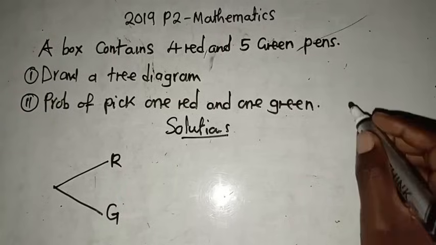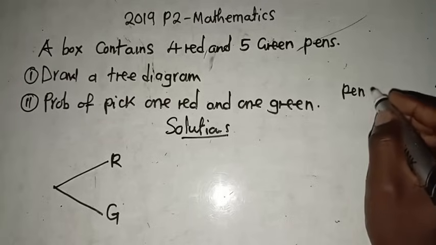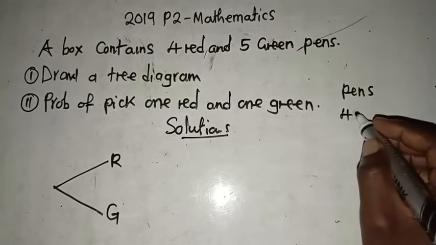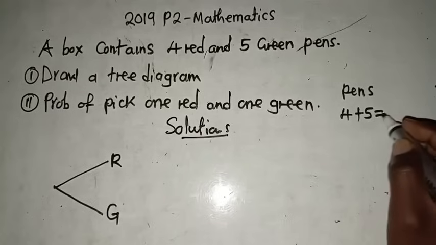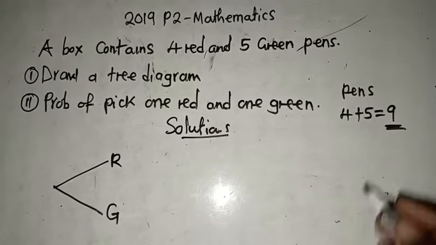So in total, how many pens are we having first of all? In total, how many pens are we having? 4 plus 5, we are having 9 pens. So I say 9. Have you seen? I put a 9 there.